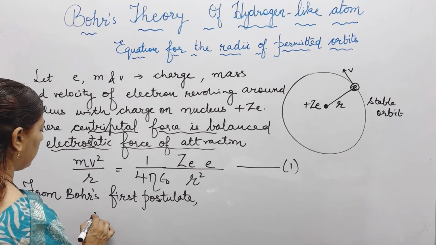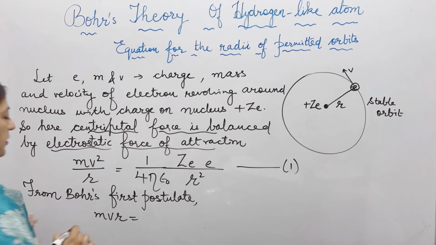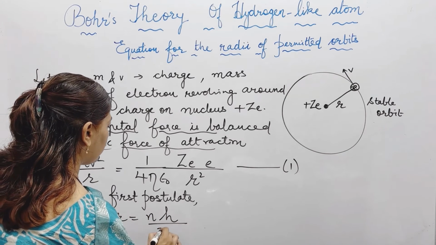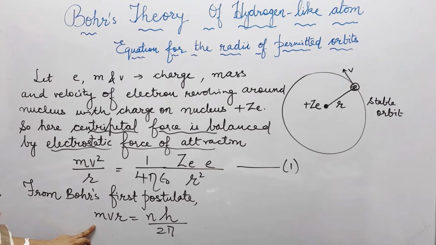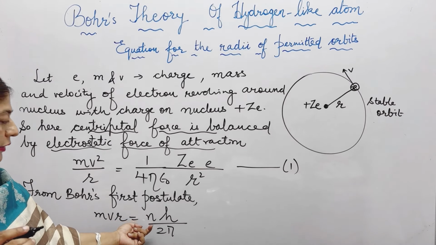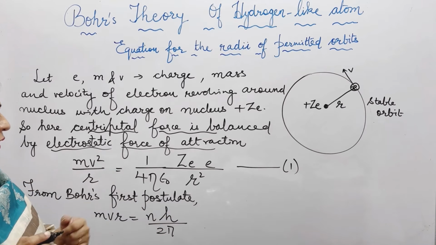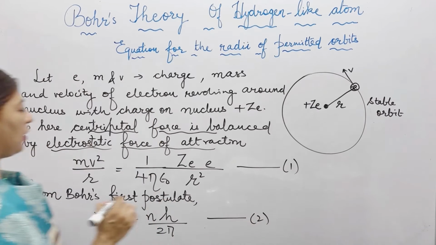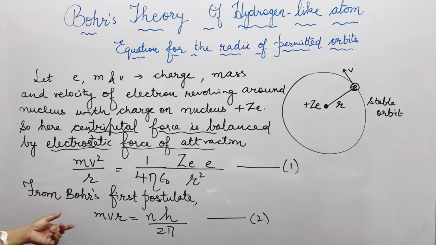We have mvr, that is the angular momentum, equal to nh upon 2 pi. According to Bohr's first postulate, the angular momentum is an integral multiple of h upon 2 pi. So mark it as equation number 2. Now we have to square this equation and divide it by equation number 1.